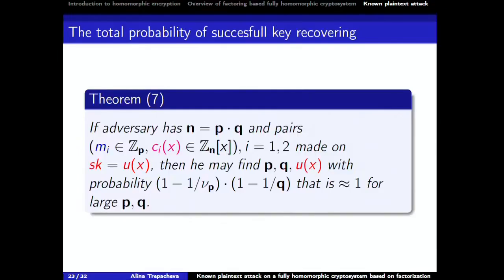And finally, it is easy to prove that the total probability to recover P, Q, and secret polynomial U is equal to the product of the probability to find P by the computation of the resultant and the probability to find polynomial U by the computation of the polynomial greatest common divisor. And for large P and Q, this probability is overwhelming. It is close to 1.